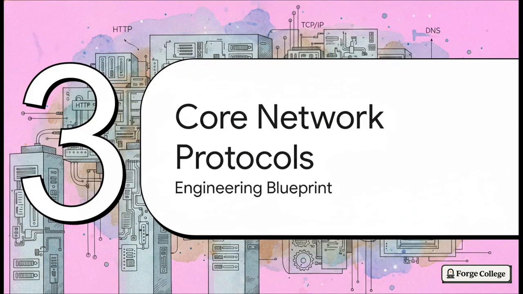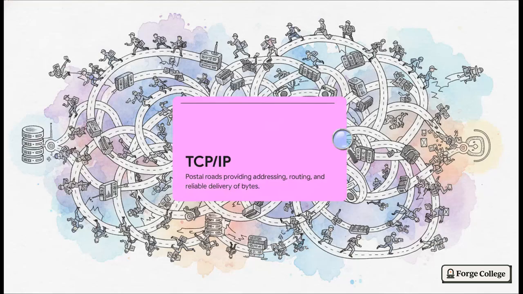Okay, Section 3. Core Network Protocols Explained, the Engineering Blueprint. Let's see how all of this builds into the actual technical stack drawn out here on our network schematic. First up are the roads themselves, TCP/IP. That stands for Transmission Control Protocol and Internet Protocol. TCP/IP provided the underlying addressing, routing, and reliable delivery of bytes across the network.